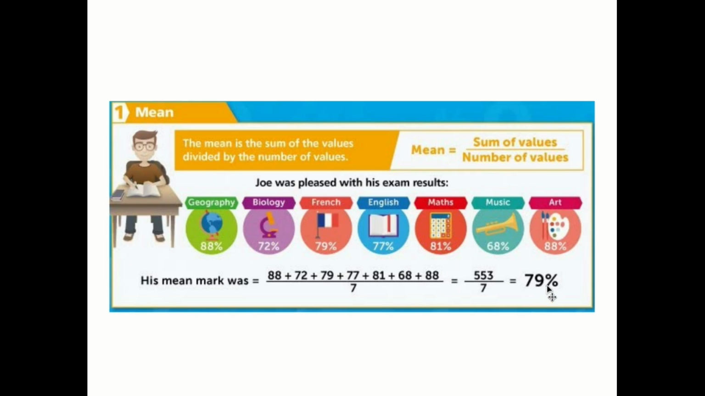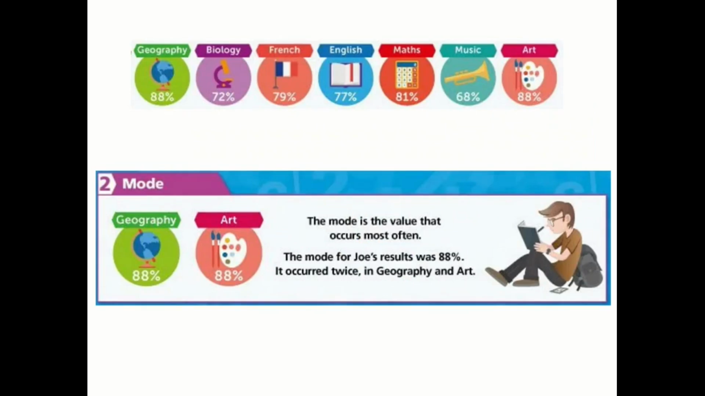But there are 2 other types of average. Can you remember what the words were from a couple of moments ago? There is the mode, and there's one more that we're going to come to in a second. The mode is the value that occurs most often. The mode for Joe's results was 88% because it occurred twice in geography and art. You can see it occurred twice. There isn't always a mode. You might get exam results that are all different, and therefore you won't have a mode, and that's fine. Sometimes there isn't a mode.